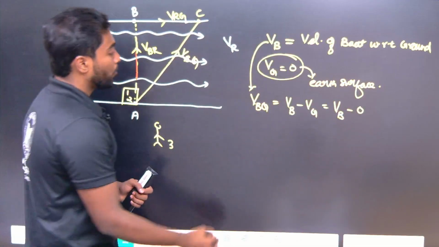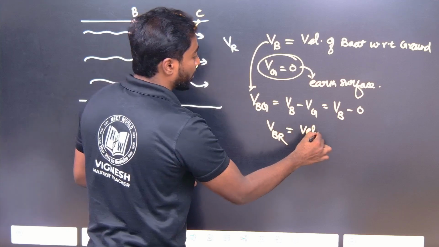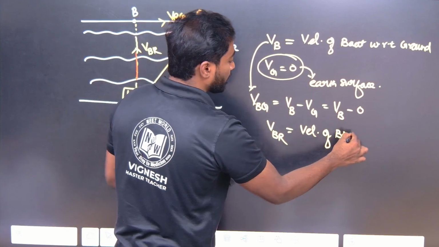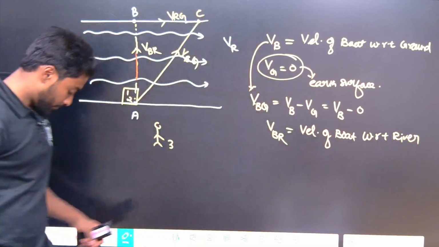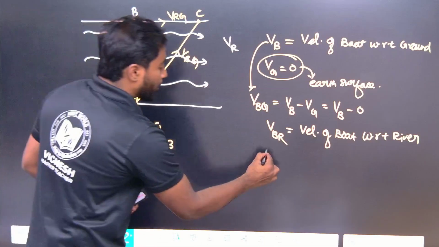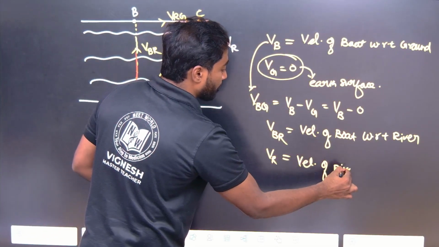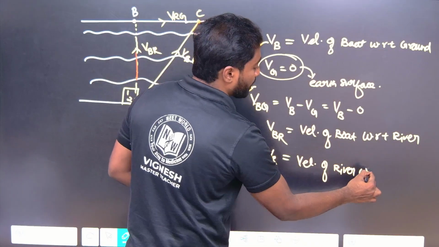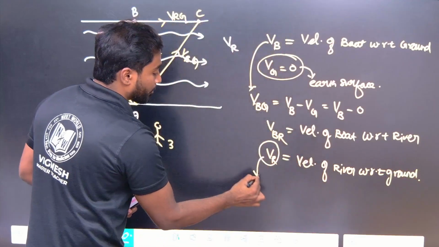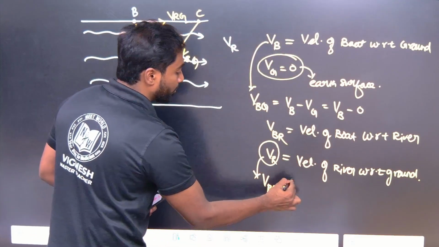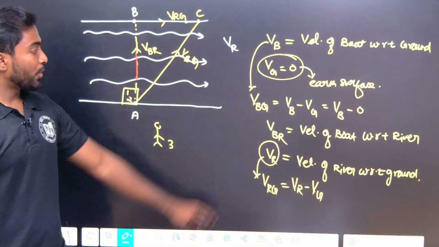Now what is the next one? The velocity of the boat with respect to the river. Now the velocity of the river with respect to ground. Or else we can write it like this: the velocity of the river with respect to ground is nothing but VR minus VG. VG is 0. So I can write it like this.